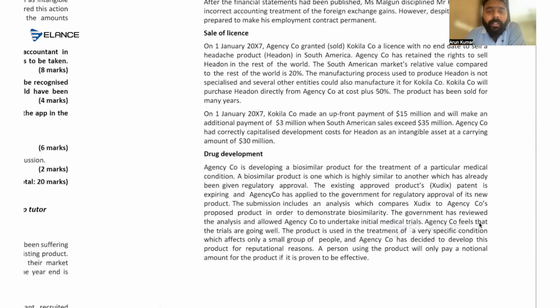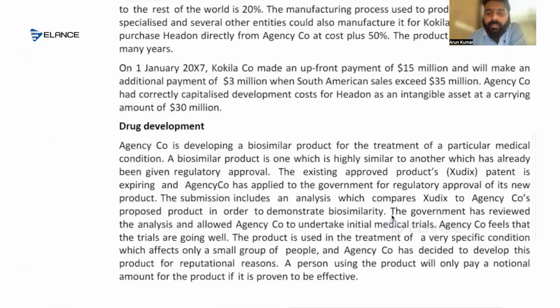So development cost, how will you account for the development cost normally? The research and development, how will you account for it? The research phase will be expensed, and the development cost, if it meets the criteria, we can capitalize it. So just check it out. Is it meeting those criteria?